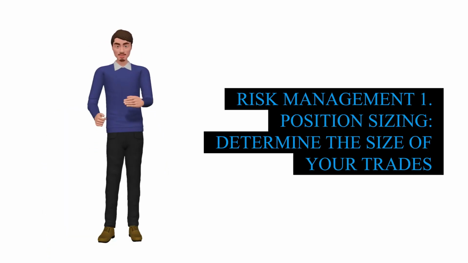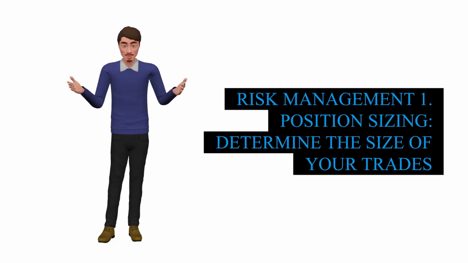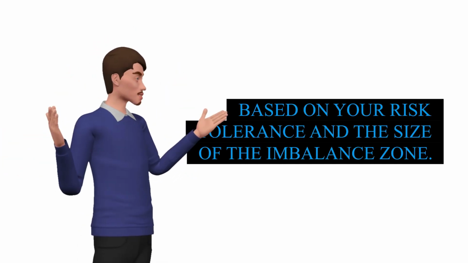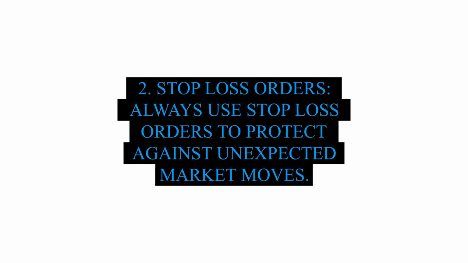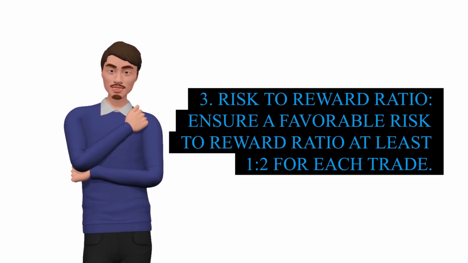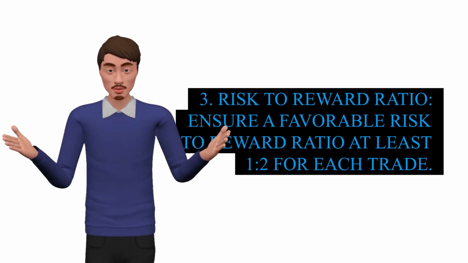Risk management. 1. Position sizing: determine the size of your trades based on your risk tolerance and the size of the imbalance zone. 2. Stop loss orders: always use stop-loss orders to protect against unexpected market moves. 3. Risk-to-reward ratio: ensure a favorable risk-to-reward ratio, at least 1 to 2, for each trade.